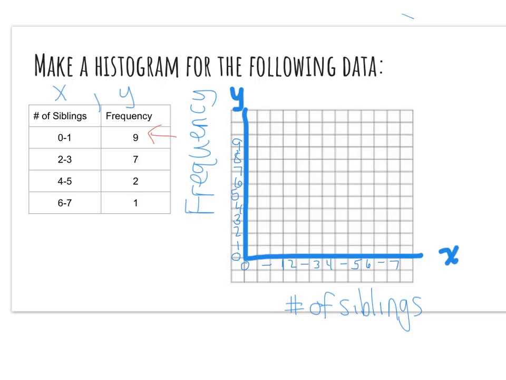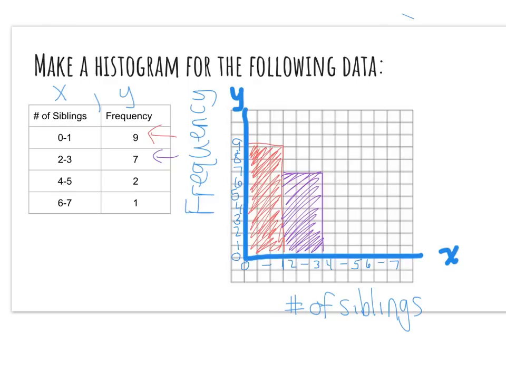All right. So between 0 and 1, there are 9 kids. So I'm just going to color in that bar to show between 0 and 1, there are 9 students. All right, let me change my color here for a second. All right, then it says that 7 students have between 2 and 3. So 7 students are between 2 and 3. I'm going to go ahead and color in my bar. Notice my bars are touching because I have continuous data.